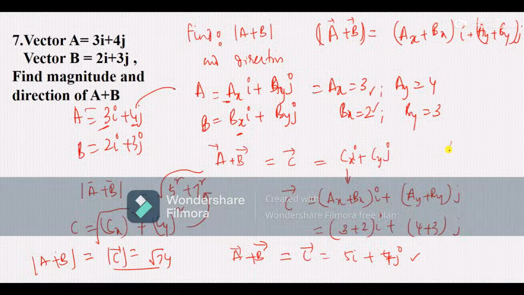For direction, we know that it is Cy by Cx. So it is 7 by 5. Tan theta is equal to 7 by 5. So theta will be equal to tan inverse of 7 by 5. So this completes this problem.